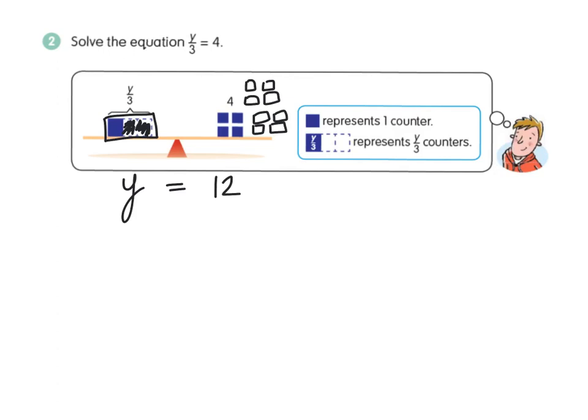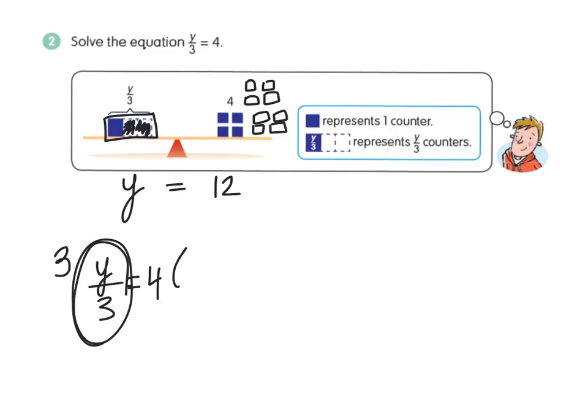If we were going to solve this problem the algebraic method, I would start by looking at my problem and I would ask myself, which operation is happening here? My y is being divided by 3. I need to undo that operation by doing the opposite thing. The opposite of division is multiplication. So I'm going to multiply both sides by 3. On the right, 4 times 3 equals 12.